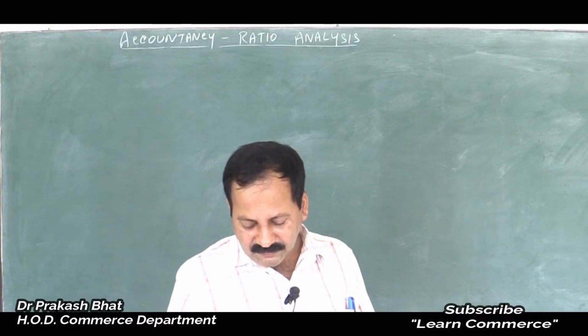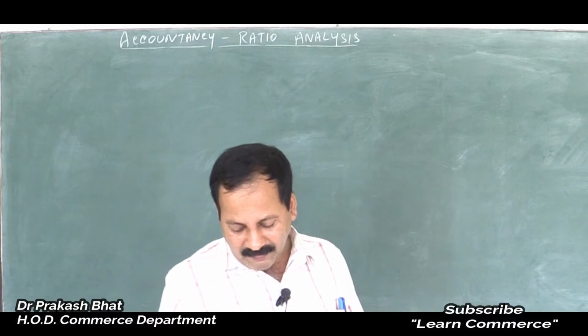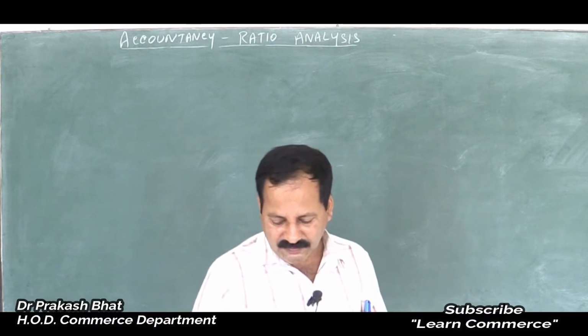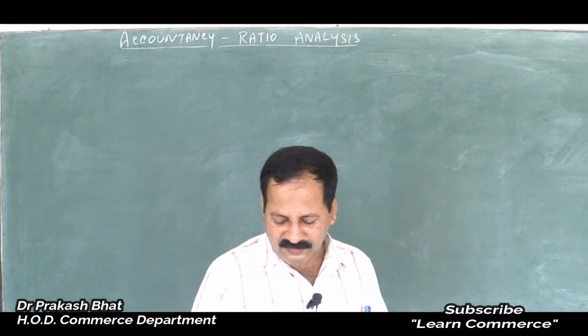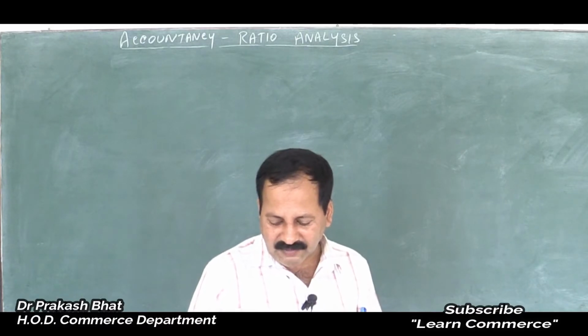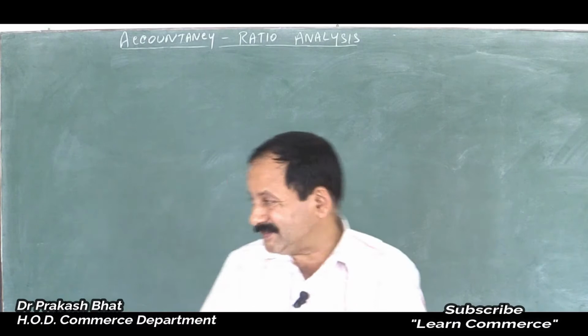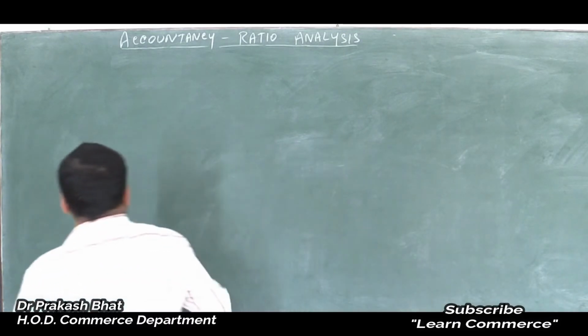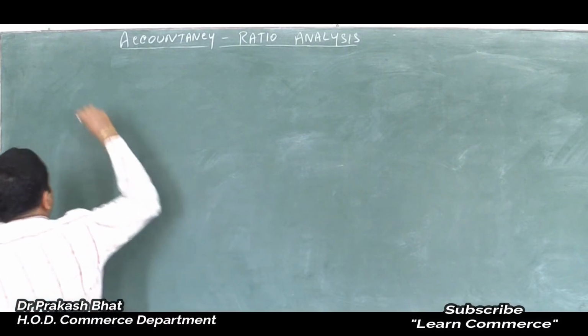Creditors, bills payable and bank overdraft, all these three are current liabilities. So this is the whole picture. They told us to calculate current ratio and quick ratio, right? So let us solve the problem. First one, problem number 7.